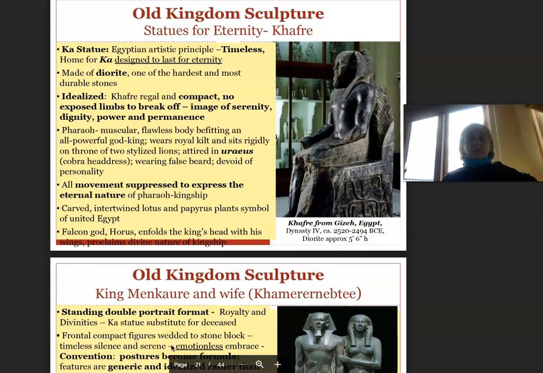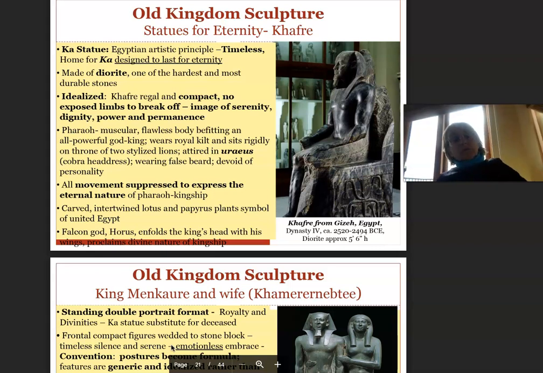As mentioned before, there was the importance of maintaining the soul, and so Ka statues were made. It was a place where the king's soul could wait until he moved into the afterlife. As far as Old Kingdom sculpture, statues were made of diorite, a very hard stone. They were meant to last for eternity.